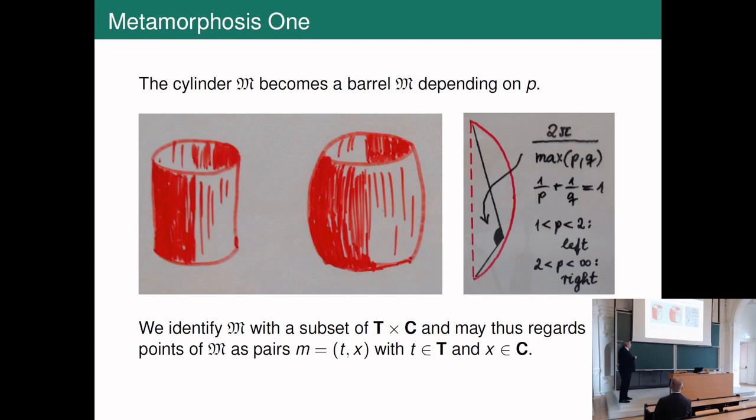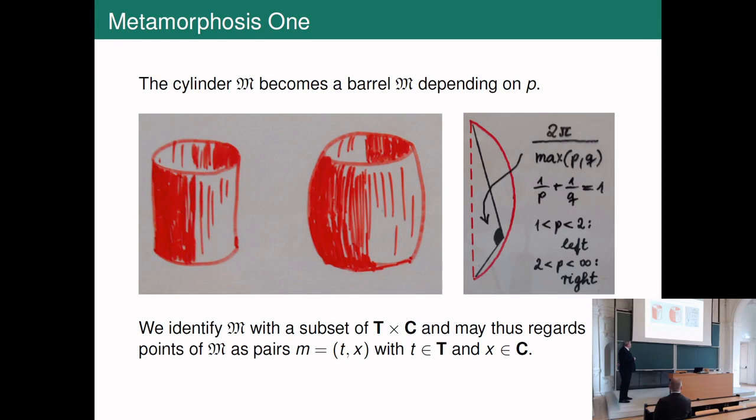And this barrel results from letting a circular arc rotate around the unit circle, and it turns out this circular arc is given by this angle, and this angle is 2π over the maximum of p plus q, where the exponents are related by this equation. If p is between 1 and 2, this arc has to be drawn on the right of this line segment, and for larger p it has to be drawn on the left.